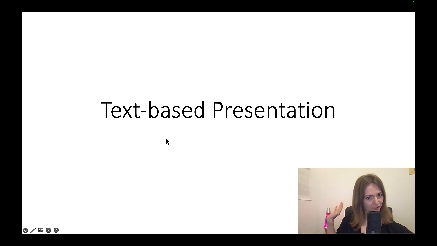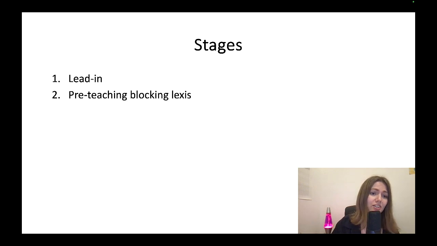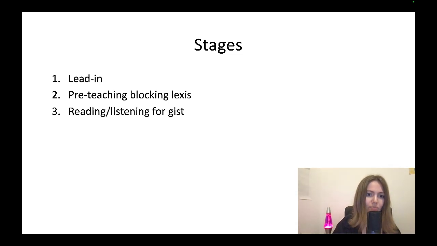Without further ado, text-based presentation. So we'll look at the stages first and then see what they're all about. Just like any other lesson, you're going to start with a lead-in. After that, you're going to pre-teach some blocking lexes because there will be some reading or listening after that. So that's something we need to do.